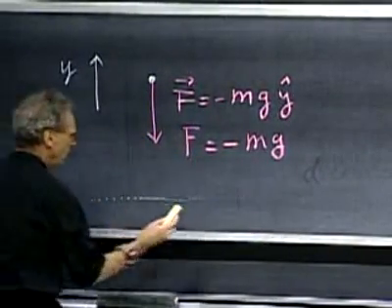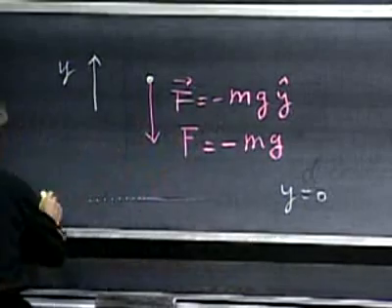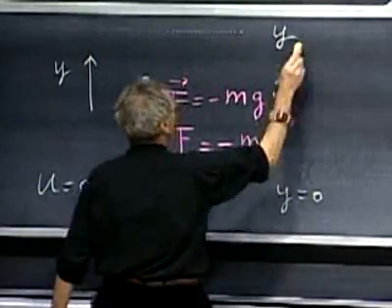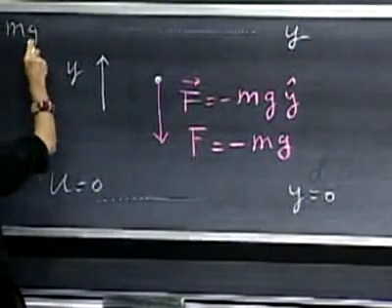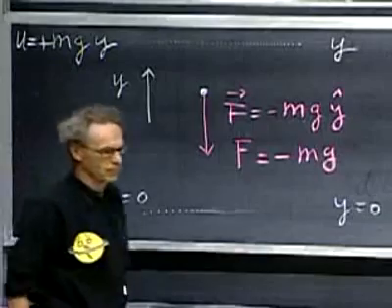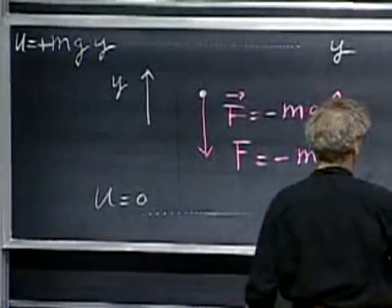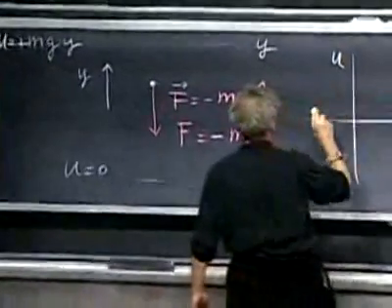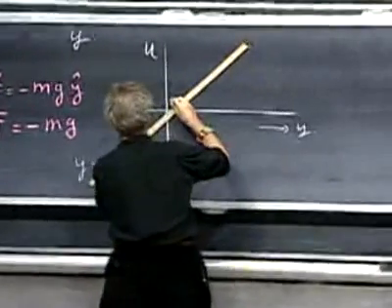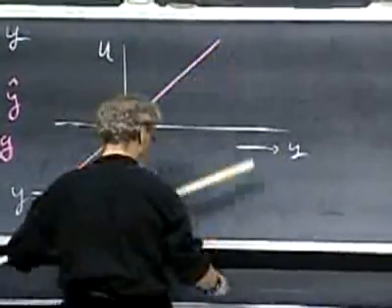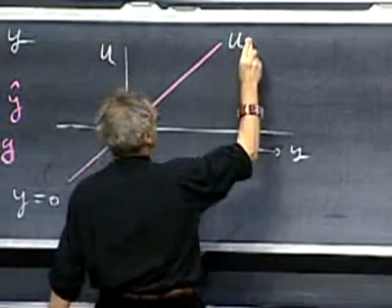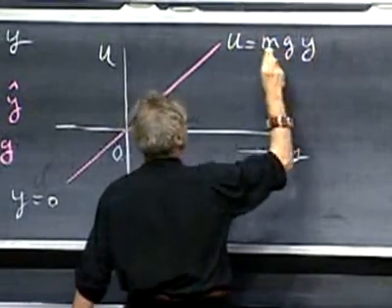If this level here is y equals 0, and I call the gravitational potential energy 0, and this is y, then the gravitational potential energy here equals plus mgy. This is U. So if I make a plot of the gravitational potential energy as a function of y, then I would get a straight line. This is 0. So U equals mgy, the plus sign.